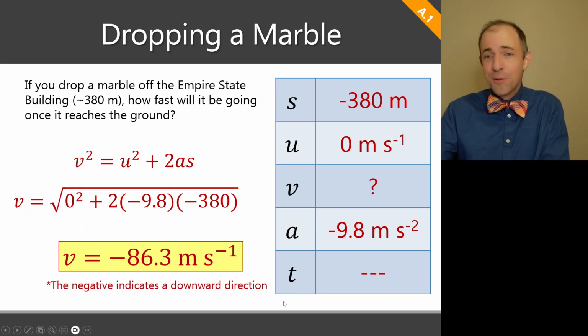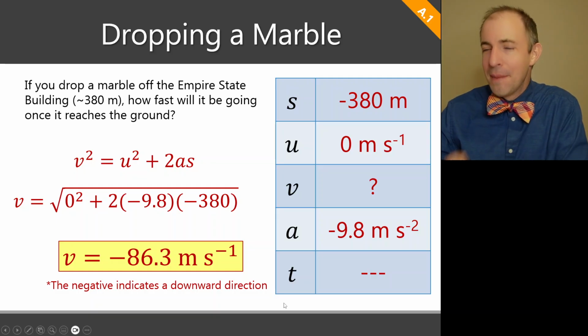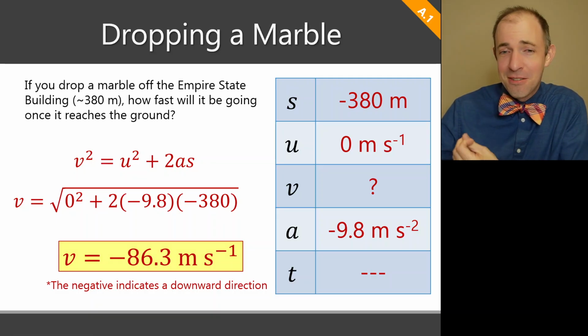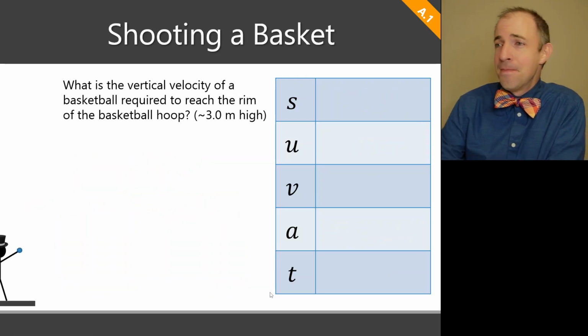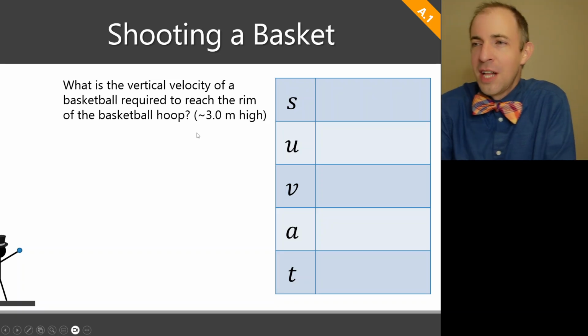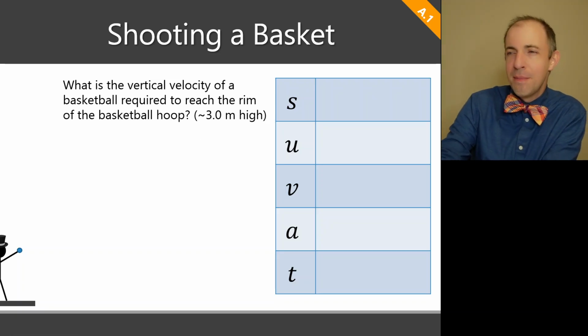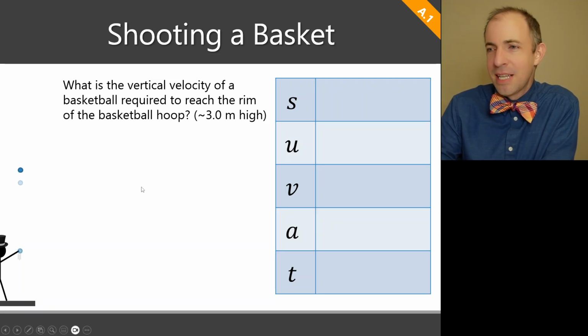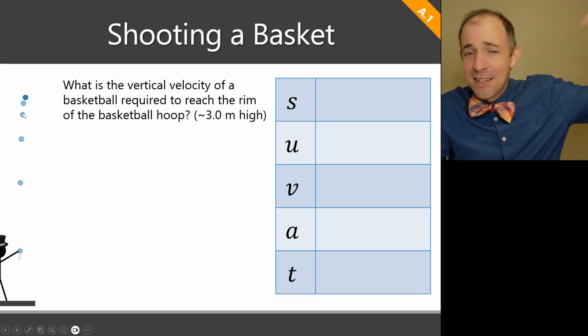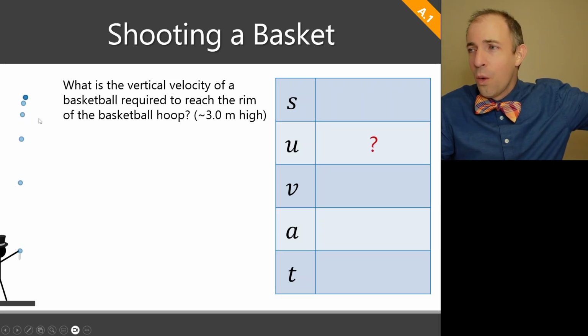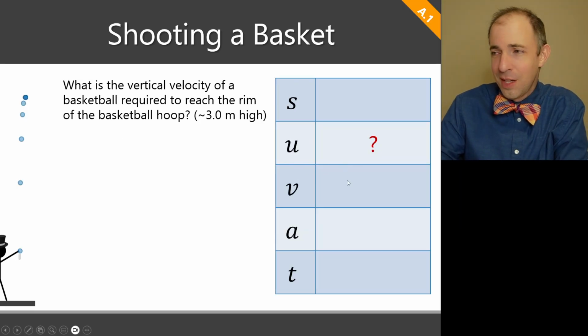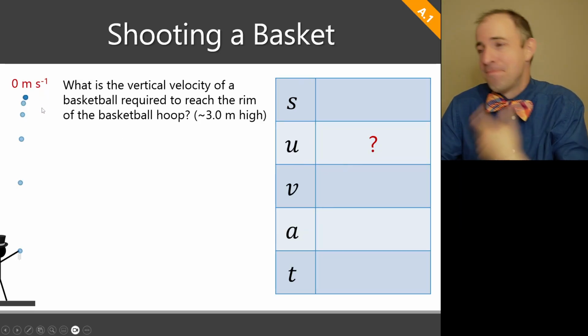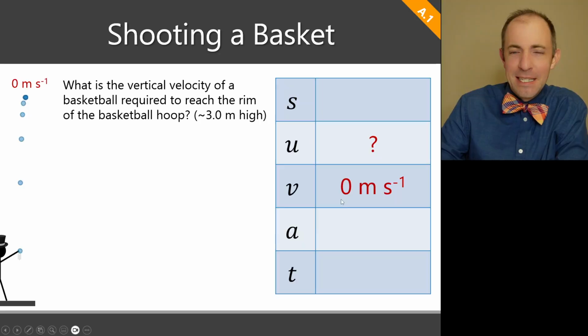We are still going to use the negatives in our problem because sometimes it does factor in and make a major difference. Let's look at another problem. What is the vertical velocity of a basketball required to reach the rim of a basketball hoop 3 meters high? This is an example where you throw it, and then we're essentially ending our problem at its highest point. We know we are trying to find the initial velocity, and at the highest point, it comes to a stop. So we're going to say v is 0.